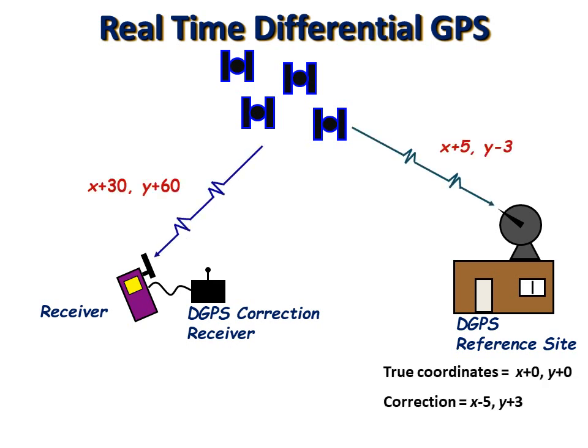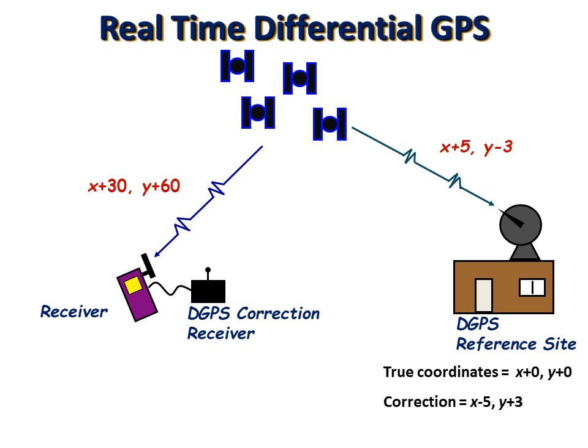The same thing is shown here with values. You can see in the reference site, the true coordinate values are given as x plus 0, y plus 0. After getting the signal, you got the error as x plus 5 and y minus 3. So that is the error. So you can do the correction: if the error is x plus 5 and y minus 3, the correction is x minus 5 and y plus 3. I hope you got it. So you got the correction to be done for different stations.